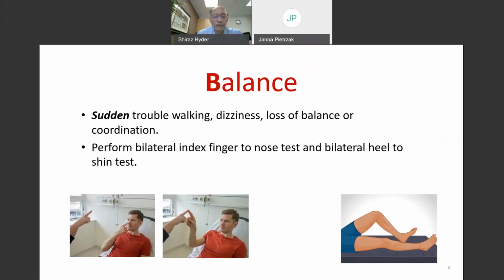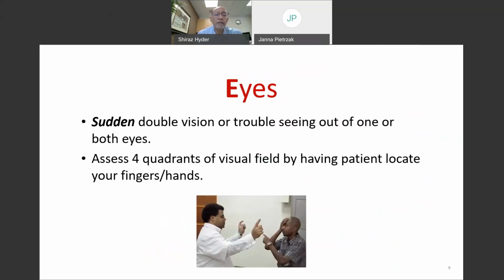And that's where balance check is important. In the eye exam, which is the next slide, the patient symptoms will be more of either double vision, blurred vision, trouble seeing. And when you assess them, you have to look at eye movements, and also you have to make sure that they are able to see in all four quadrants of the visual field by identifying your finger or the hand as it moves in those four quadrants.